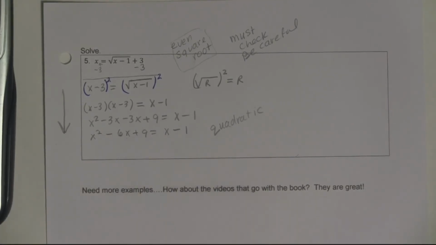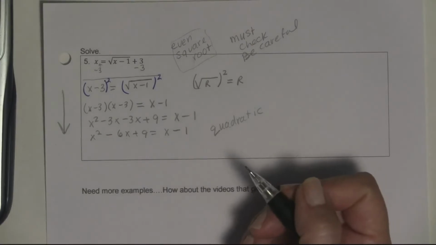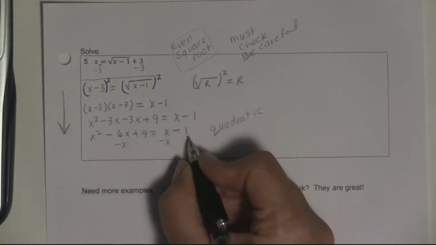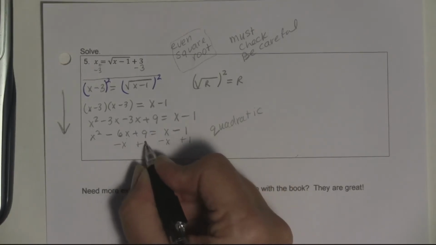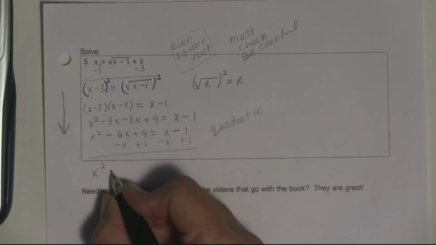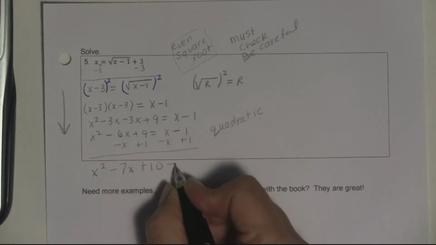Then after you check the missing middle term, no missing middle term, so I can't use the square root method. So then I'm hoping it'll factor. In order to factor, you have to have 0 on one side. So I'm going to take away x, and I'm going to add 1, so that when the dust clears, I have x squared minus 7x plus 10 equals 0.